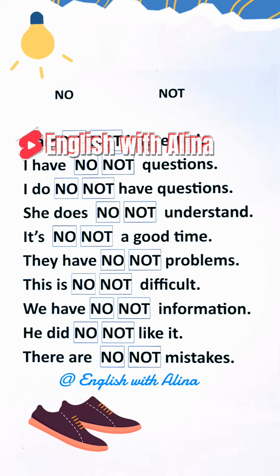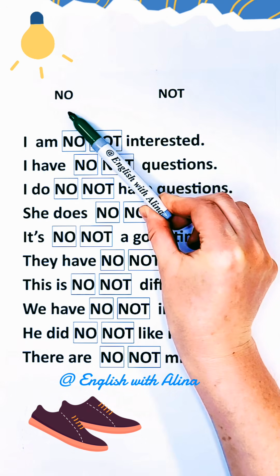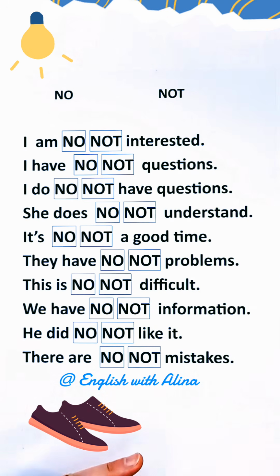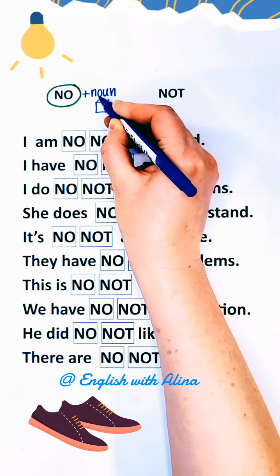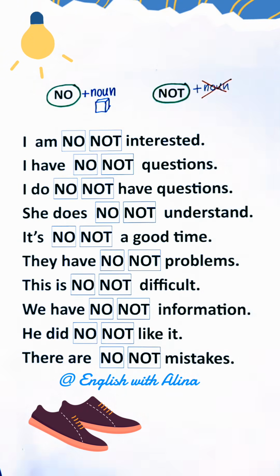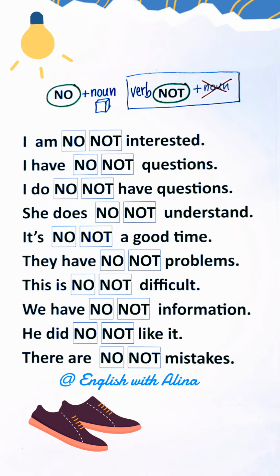In this exercise, we are going to recognize common patterns for no and not. Use no if followed by a noun. Use not if it is not followed by a noun and if it goes after a helping verb.